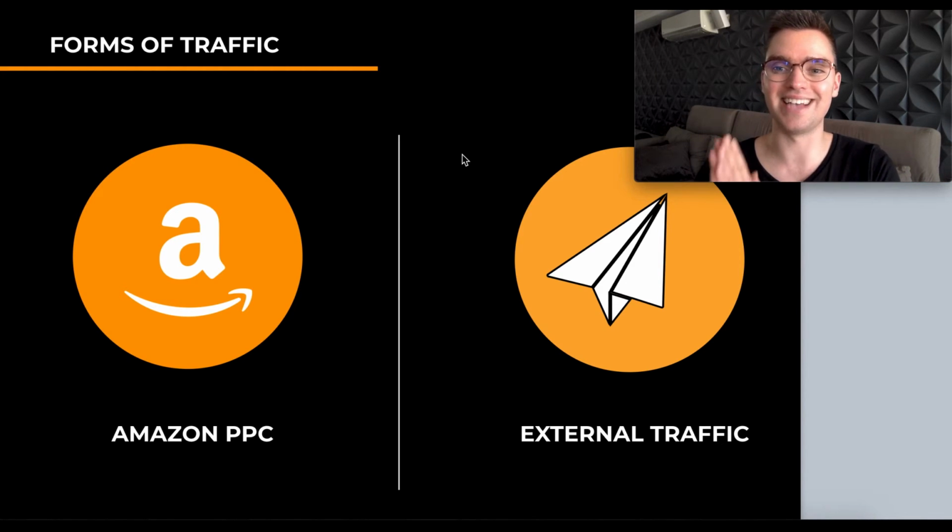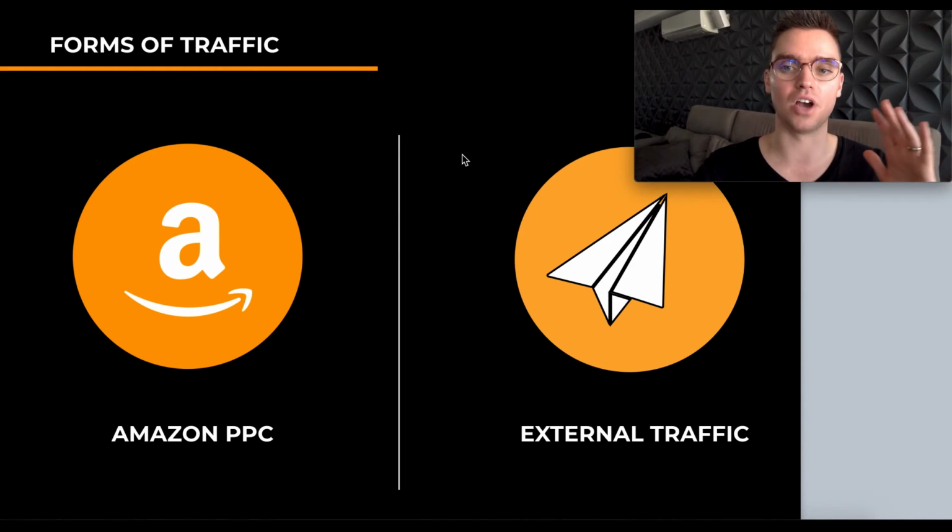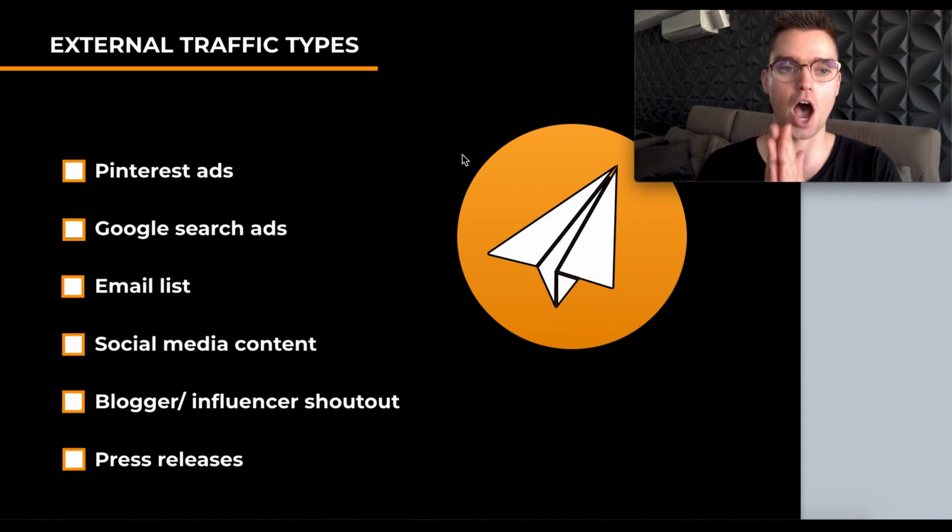Number 2 is external traffic, and there are a big variety of options for external traffic. Here's just a few, but there are a lot. Types of external traffic include Pinterest ads, Google ads, building and nurturing an email list, social media content, blogger and influencer shoutouts, press releases. This could be Facebook ads in ManyChat, or even your Facebook Messenger subscriber list. Huge variety of ways to generate external traffic.